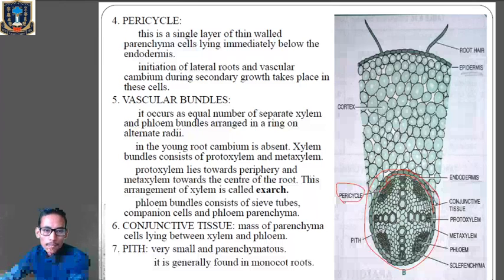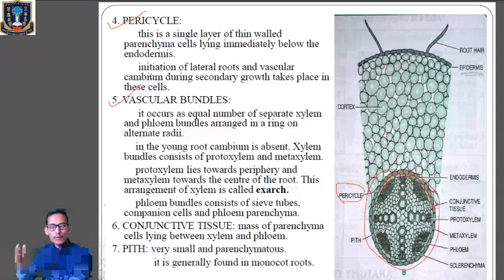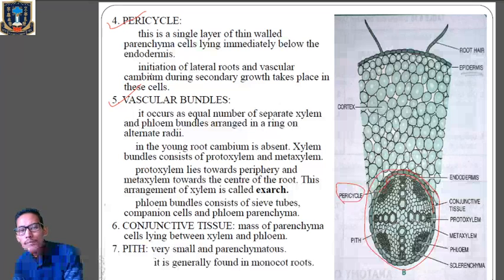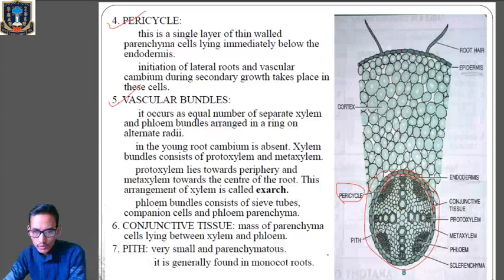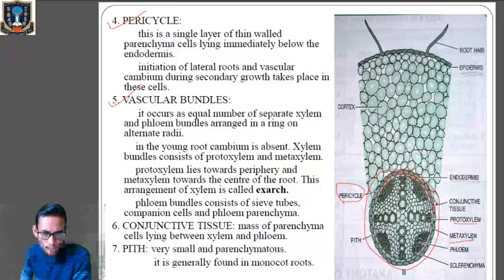The next one is vascular bundle. So we have finished pericycle. Now let's go to vascular bundles, which have got equal number of separate xylem and phloem. Xylem will help in the conduction of water, and phloem will help in the conduction of food. Now in the young root, cambium is absent. So xylem is mainly composed of protoxylem and metaxylem. Protoxylem lies towards the periphery, towards the pericycle, whereas metaxylem lies towards the center. Very carefully, protoxylem always lies towards the pericycle, and the metaxylem lies towards the center.